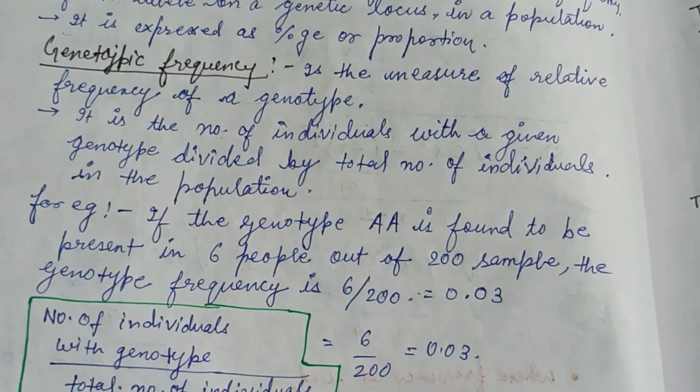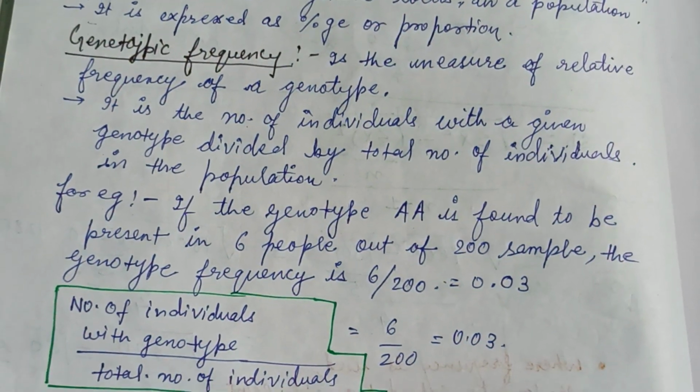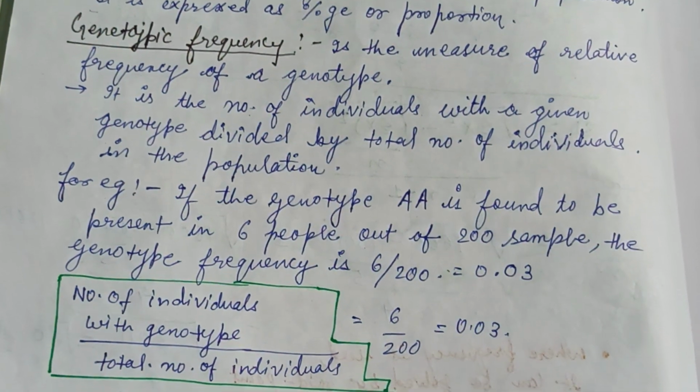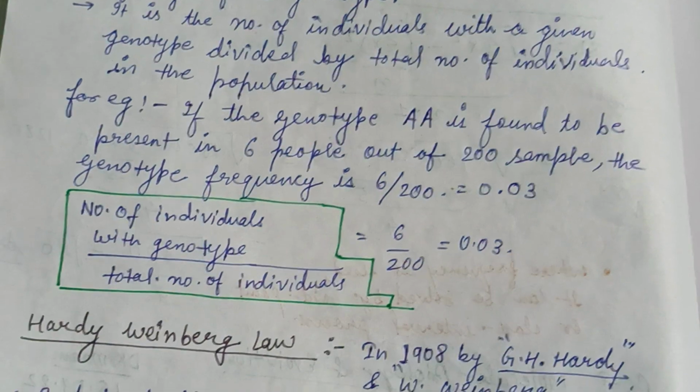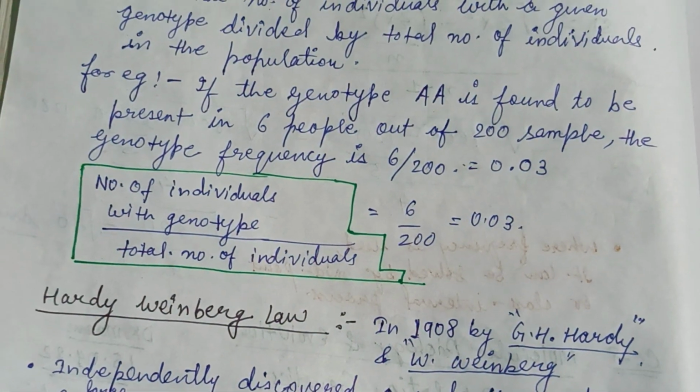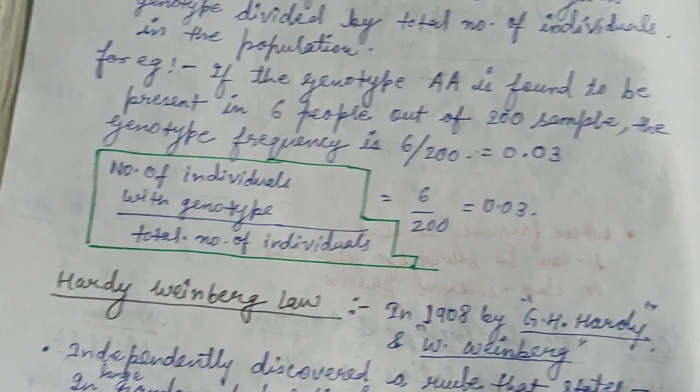So, genotypic frequency is the measure of the relative frequency of a genotype, and it is the number of individuals with a given genotype divided by the total number of individuals in a population. So, number of individuals with a genotype divided by the total number of individuals.